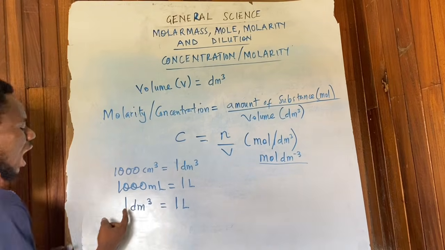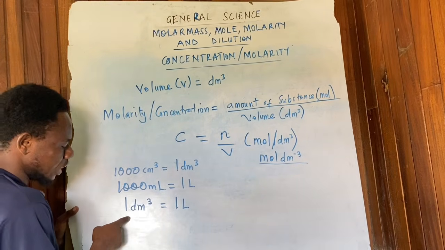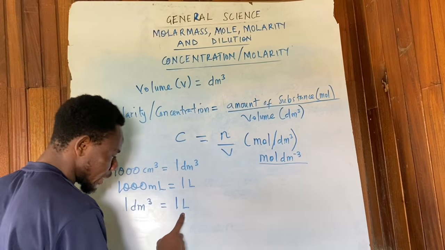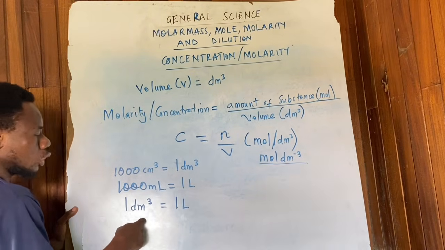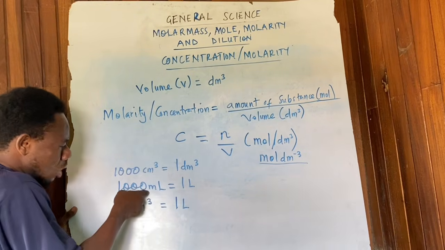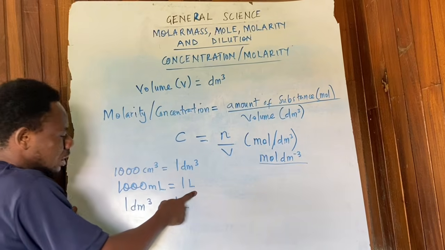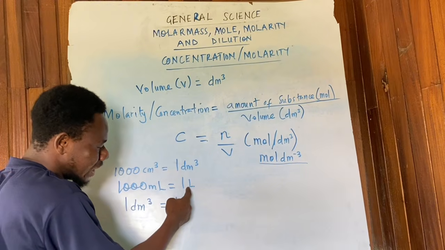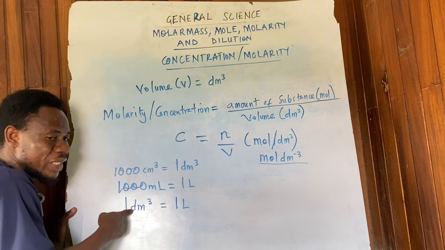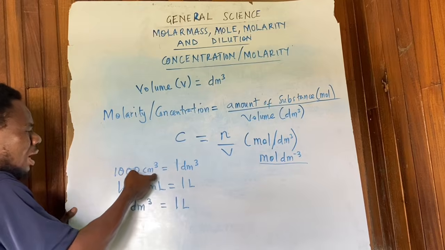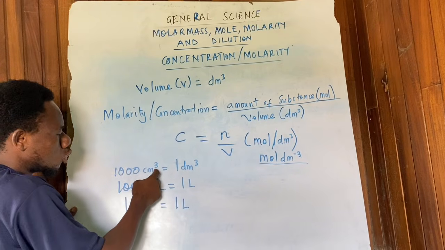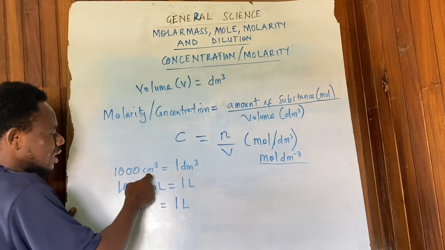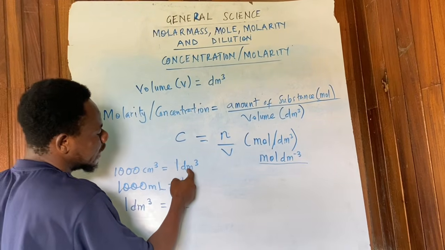This means if I have 100 decimeter cube, it is the same as 100 liters. If I have 2 liters, it's the same as 2 dm cube. Now, if you have 1000 milliliters, it's equals to 1 liter. This means you have to change from milliliters to liters. The value you get in liters is the same as the value in decimeters cube. Now, 1000 centimeters cube is equals to 1 decimeter cube. When you are given your value in centimeters cube, you have to change it to dm cube.